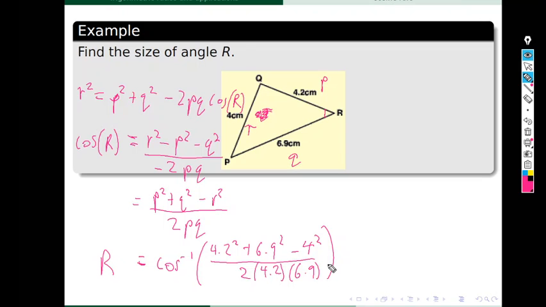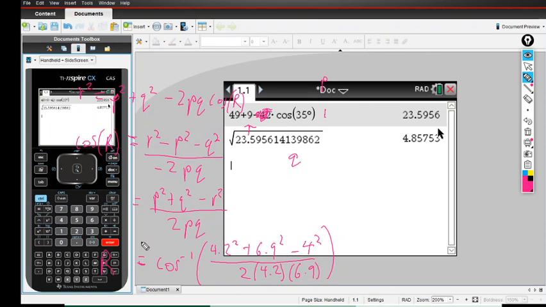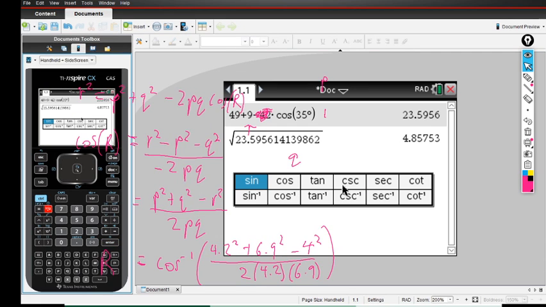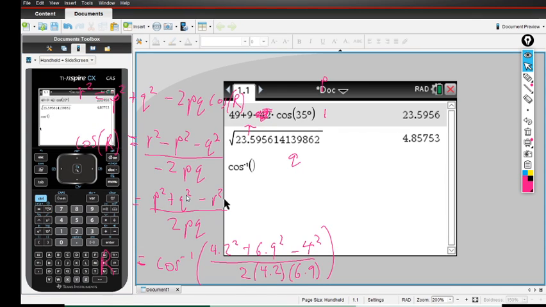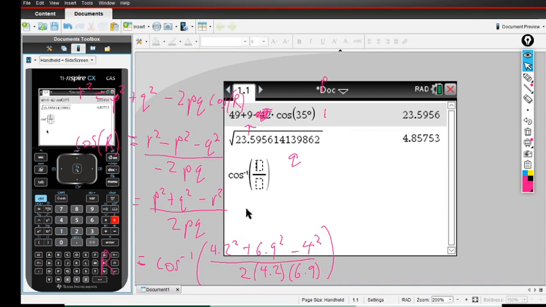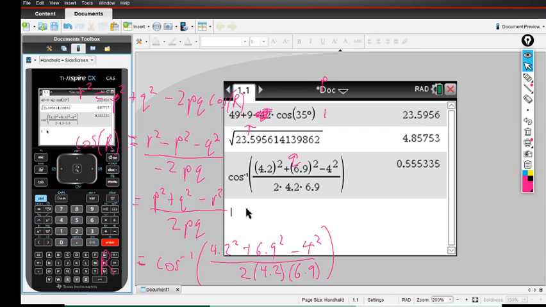And now again, we're going to need to use the calculator because we can't do inverse cos in our head. So let's do it all in one step. Let's see how it goes. Oh, not happy with me. So inverse cos, we get that just from the trig menu. Let's get a fraction going. 4.2 squared, plus 6.9 squared, take away 4 squared, all over 2 times 4.2 times 6.9.